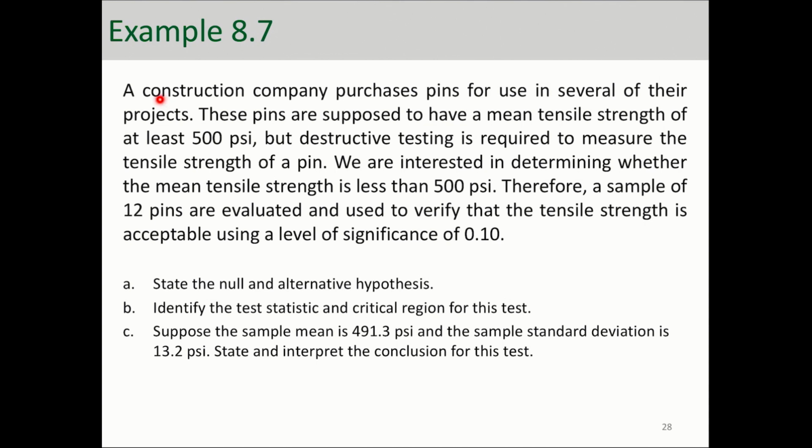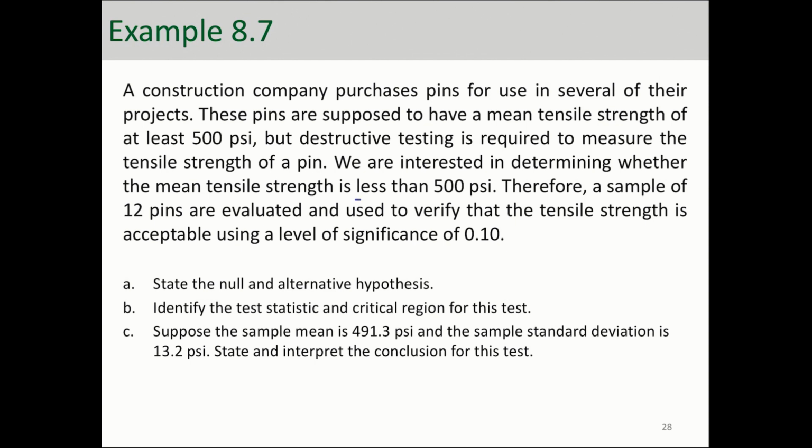of t-test. So this one says a construction company purchases pins for use in several of their projects. These pins are supposed to have a mean tensile strength of at least 500 psi, but destruction testing is required to measure the tensile strength of a pin. We're interested in determining whether the mean tensile strength is less than 500 psi.